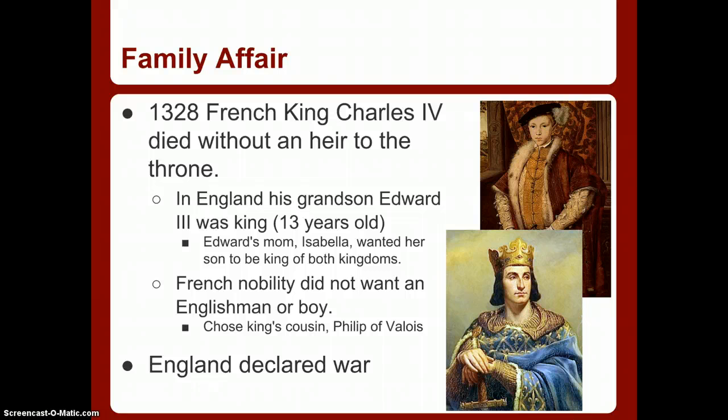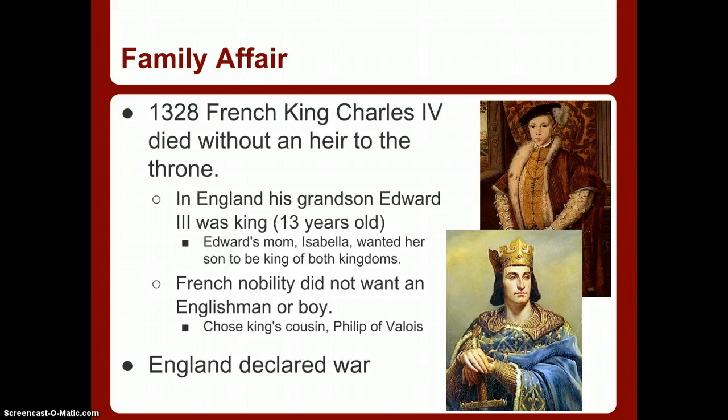Now, we're going to talk about what happens between two kingdoms that share a sphere of influence and have tension when they butt up next to one another. So the historical context of the 100 Years' War: in 1328, French King Charles IV died without an heir to the throne. Again, you're going to see this is very common throughout history.